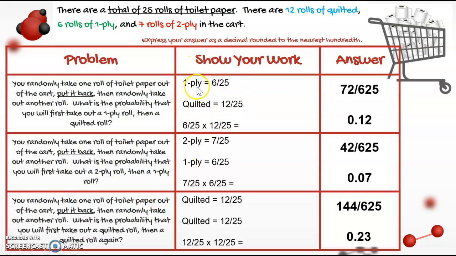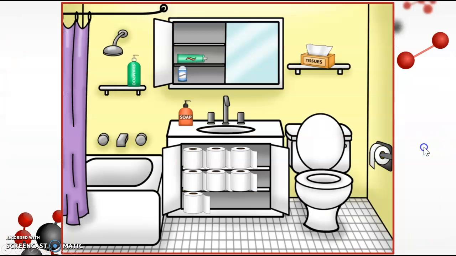If we just want the probability of taking that one, we would just have this fraction. But because we're taking that one and then we're seeing what the probability of taking this one is after we had taken that one and put it back, that's what this number means.